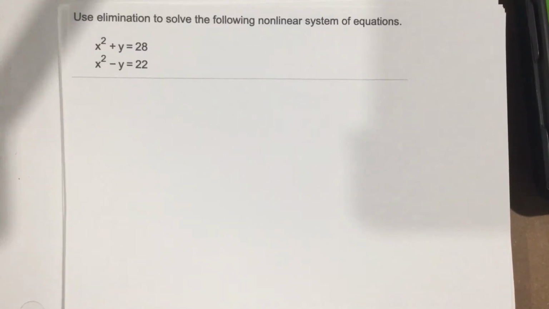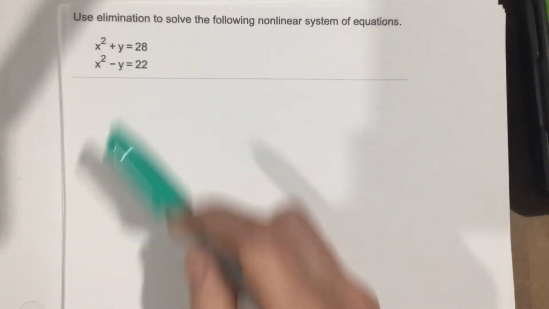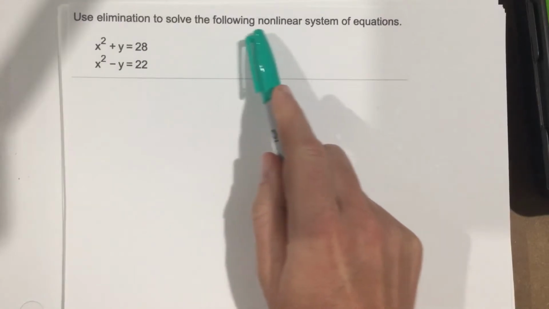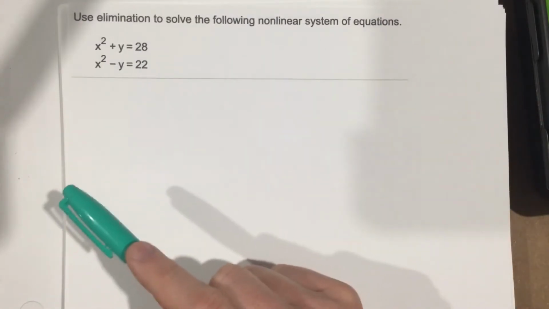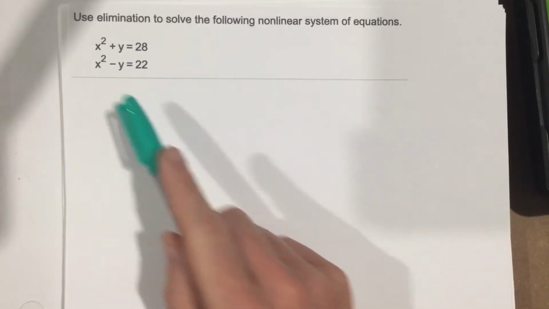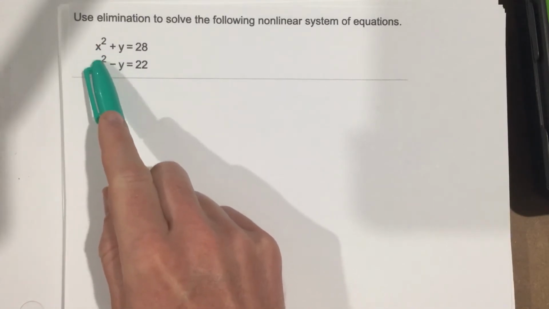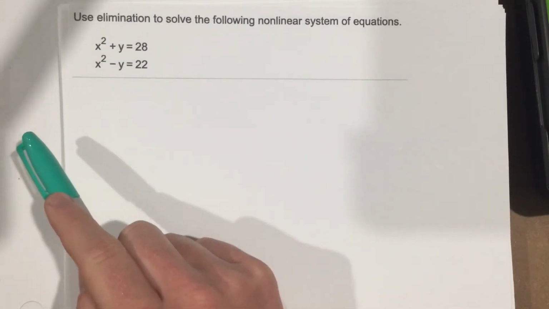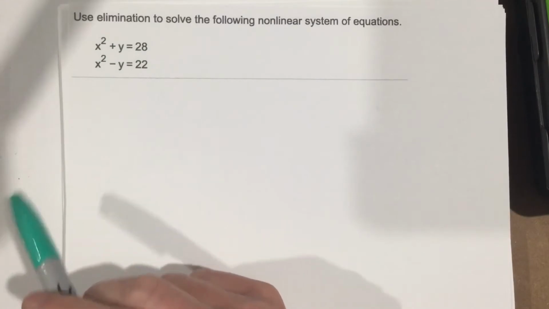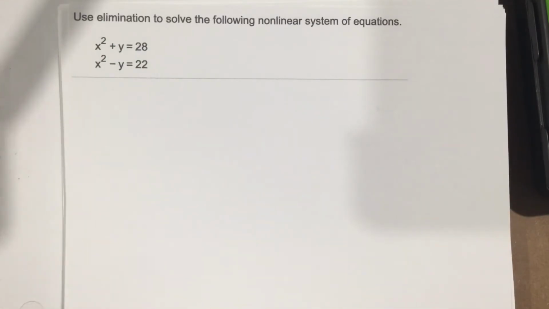This is problem number 3 from section 9.1. In this problem, they say use elimination to solve the following nonlinear system of equations. Now this is a little different nonlinear system because in this case we have basically two quadratics here. So they tell us to use elimination. This problem actually is pretty straightforward.